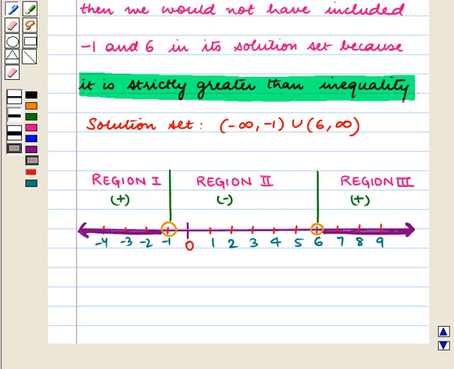So in this session, we have discussed how to solve nonlinear inequalities. This completes our session. Hope you enjoyed this session.